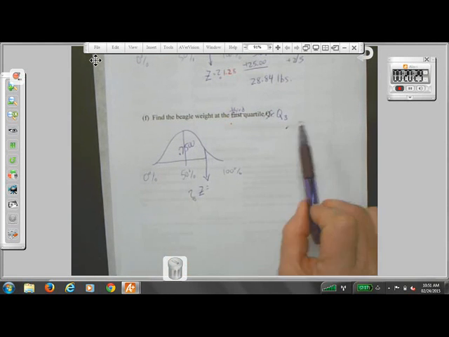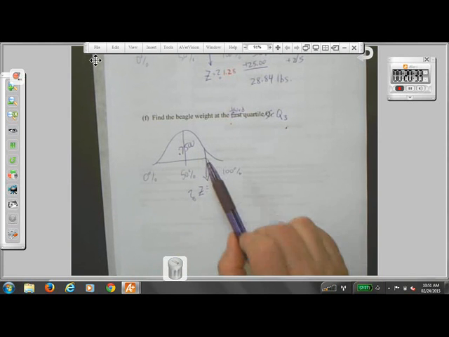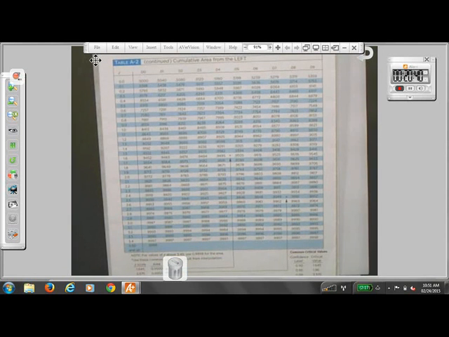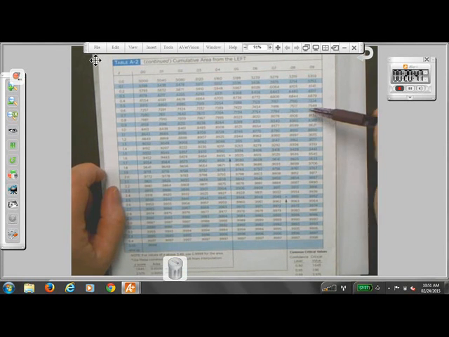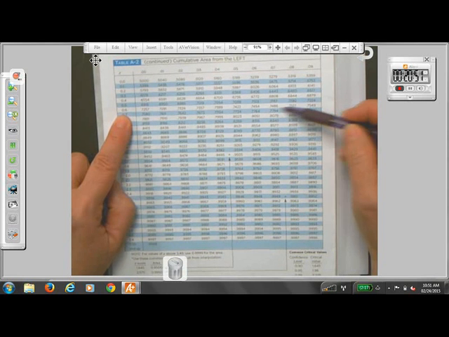Okay, so quartile 3 is 75%. So from left to right, we're stopping here. We want to know what that Z is. So again, I'm going to go to the table, looking up the closest value to 0.7500. 0.7486, and 0.7517. So the 0.7486 is the closest one. And that's positive 0.67.